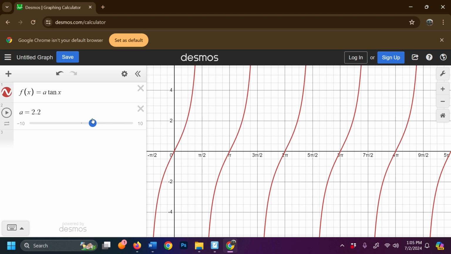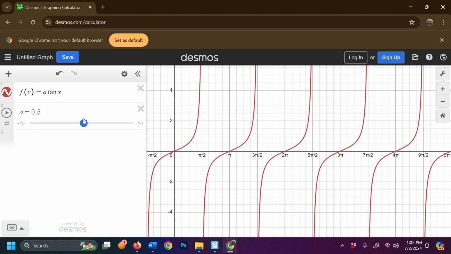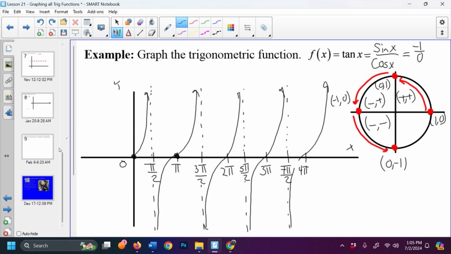And then the closer that a gets to 0, the flatter it gets. When you get closer to those zeros in tangent, it's going to be a little bit flatter. Okay, next example.